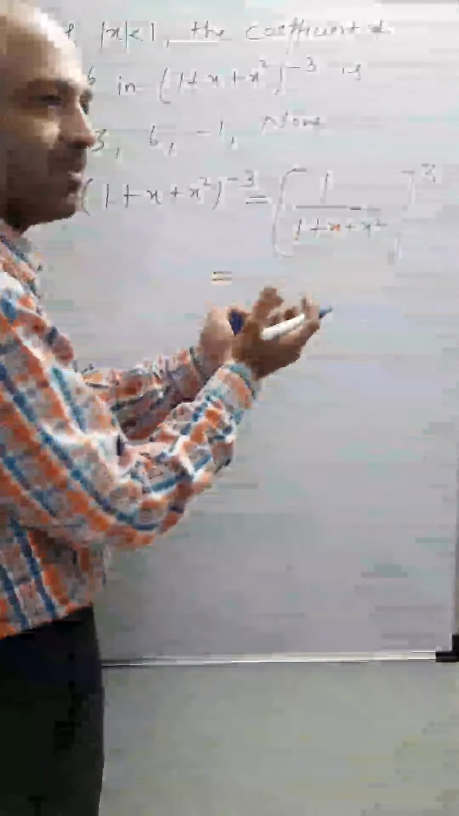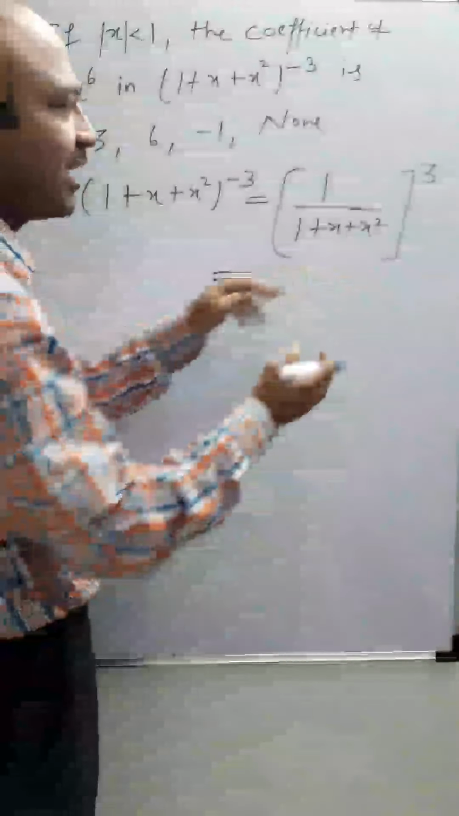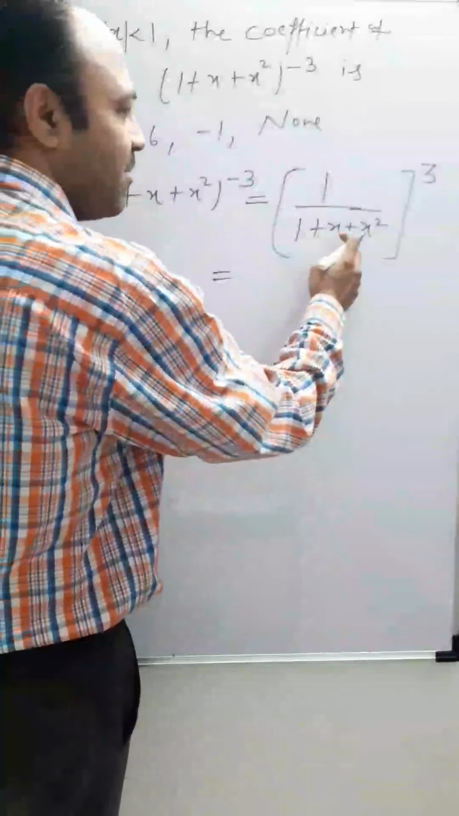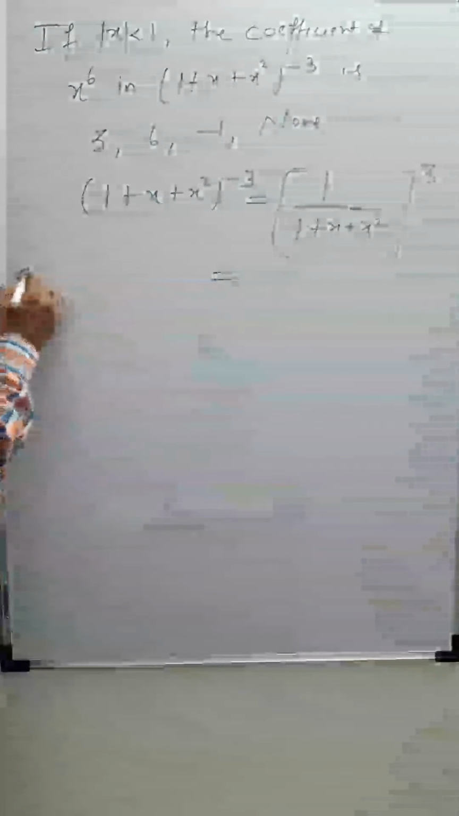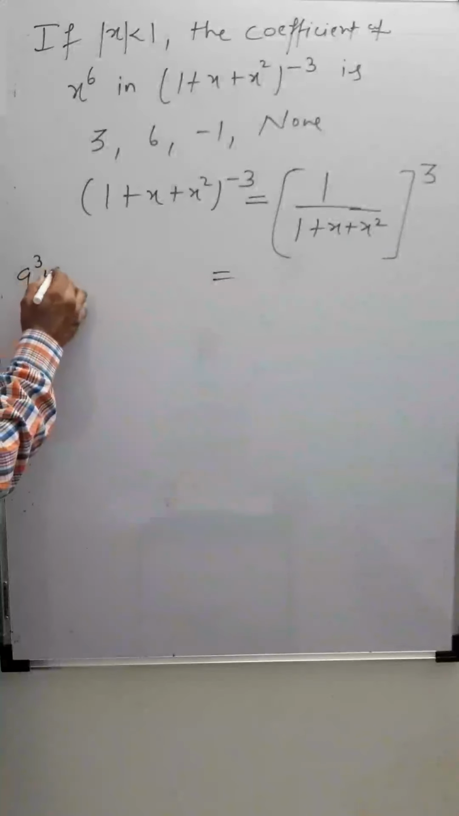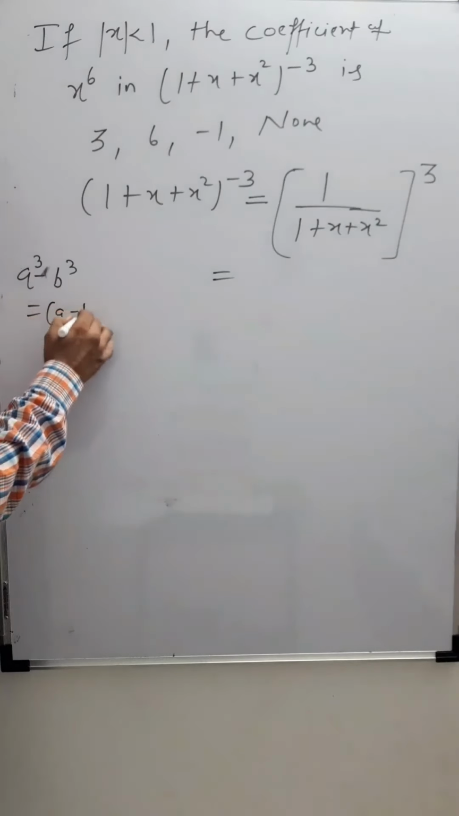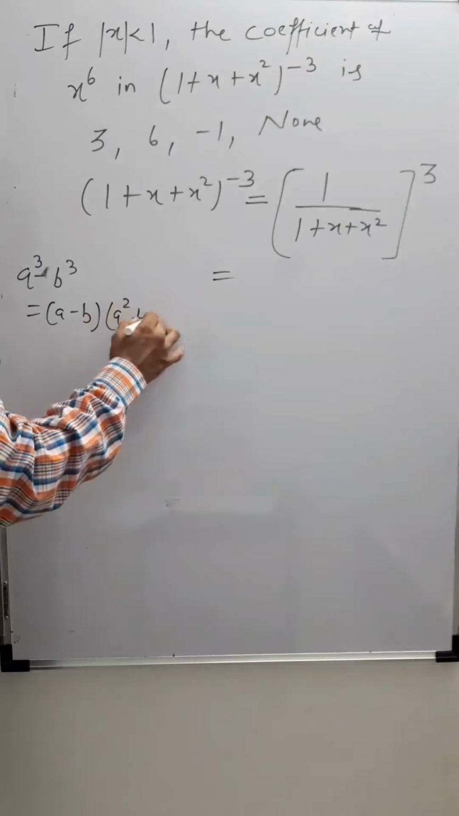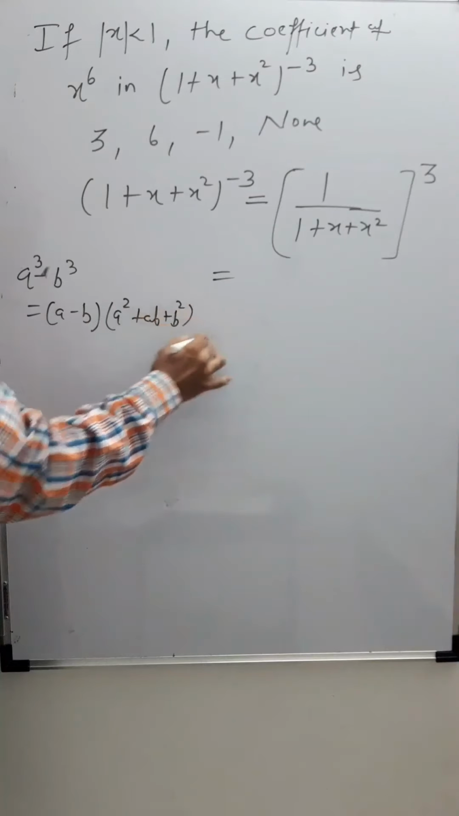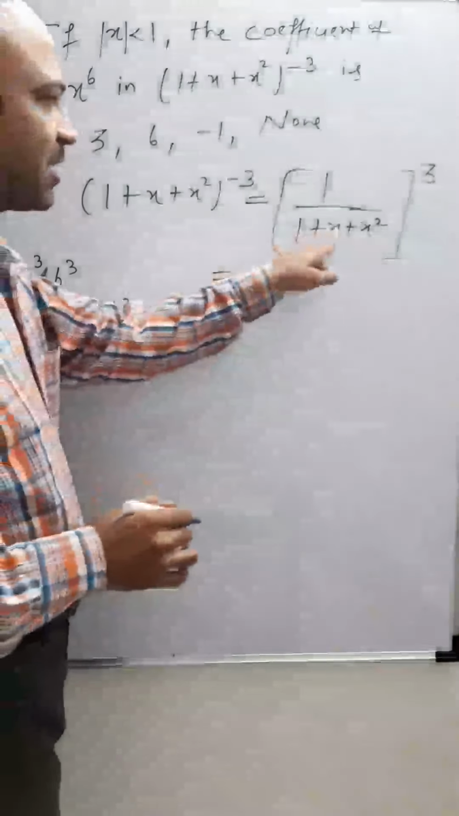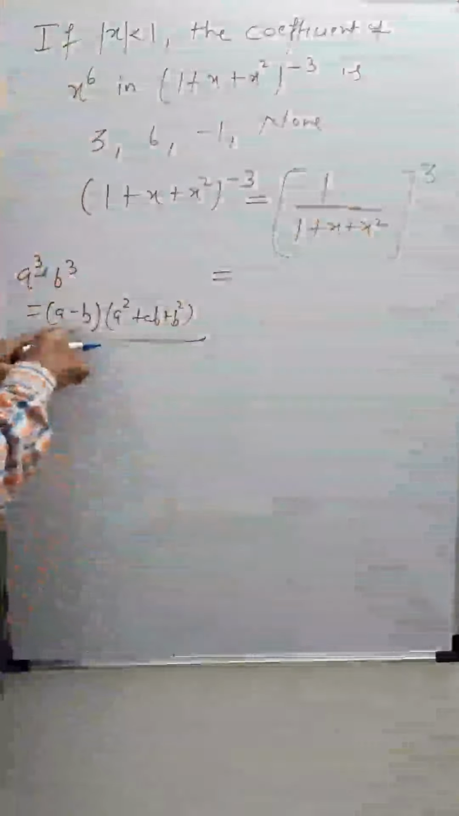Can we make some terms a whole square or whole cube? So a square plus ab plus b square, you will come to know, when we open this expansion of a cube minus b cube, what happens? a minus b times a square plus ab plus b square. So here a square plus ab plus b square looks like this. If you multiply with a minus b in numerator and denominator, we will get a cube minus b cube.